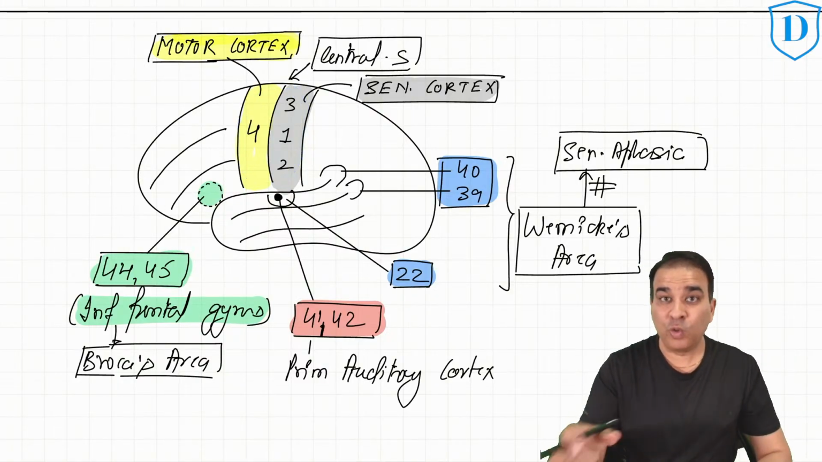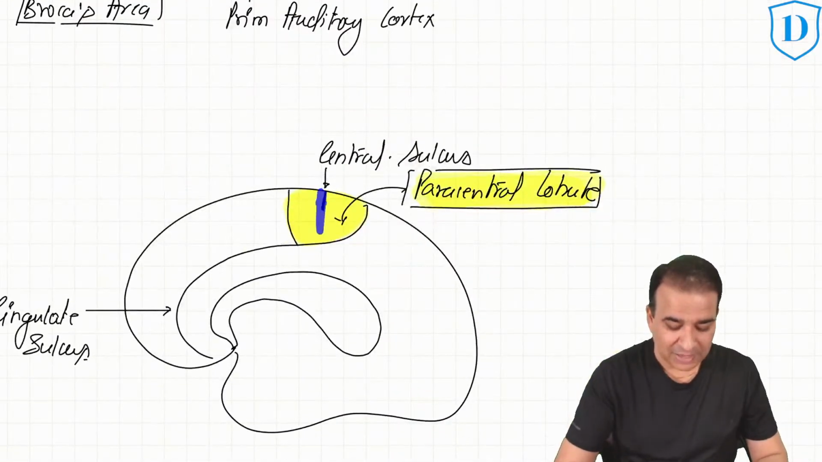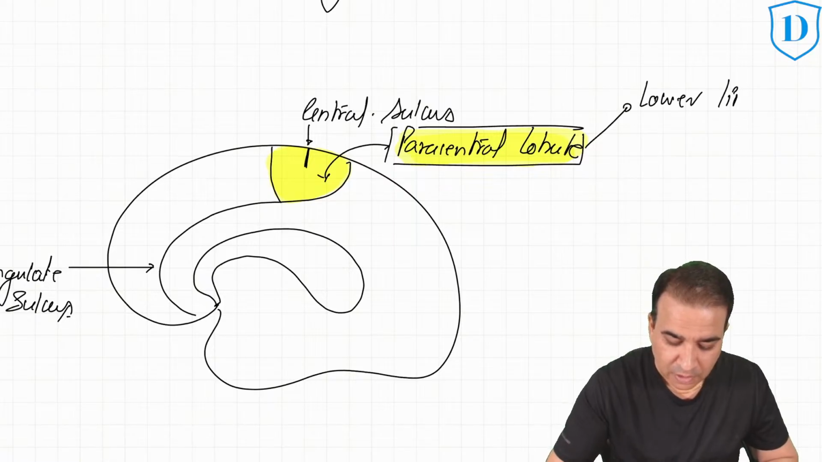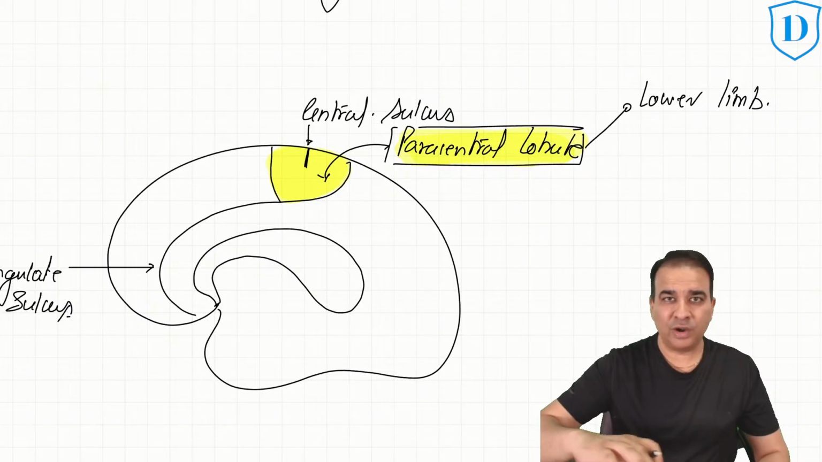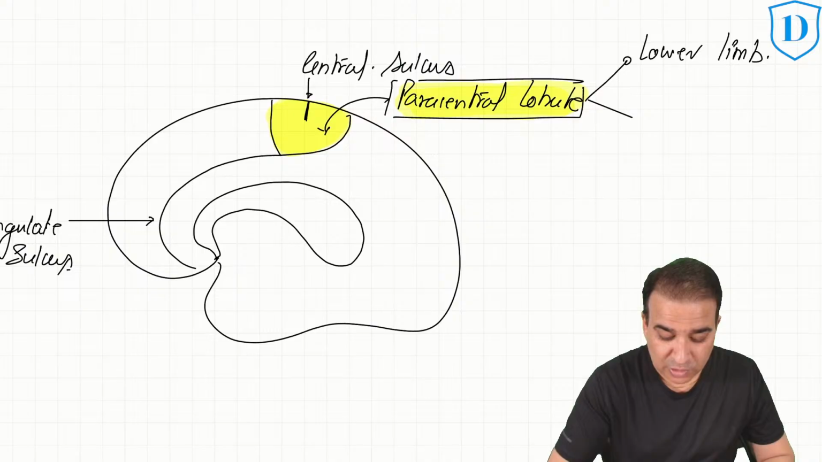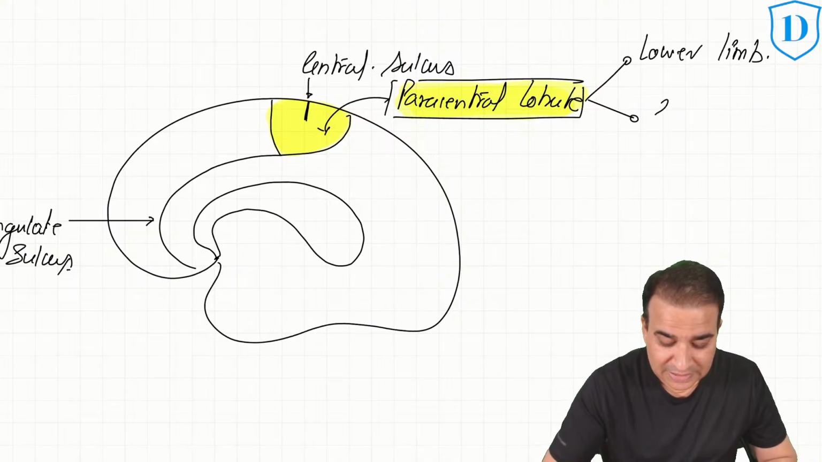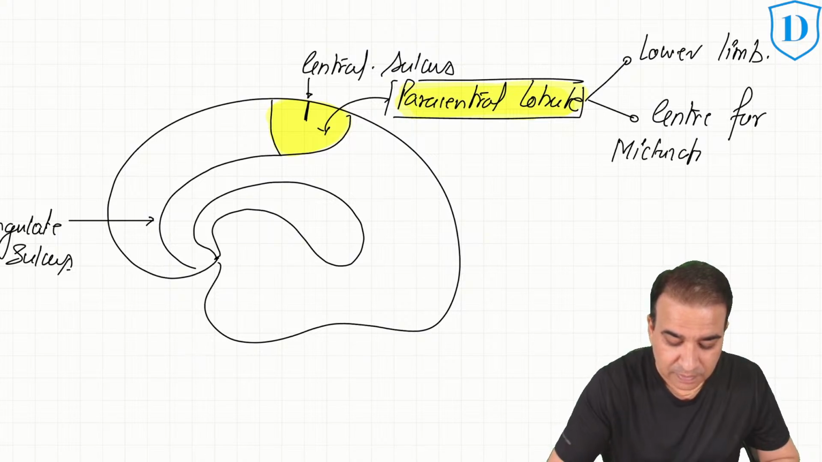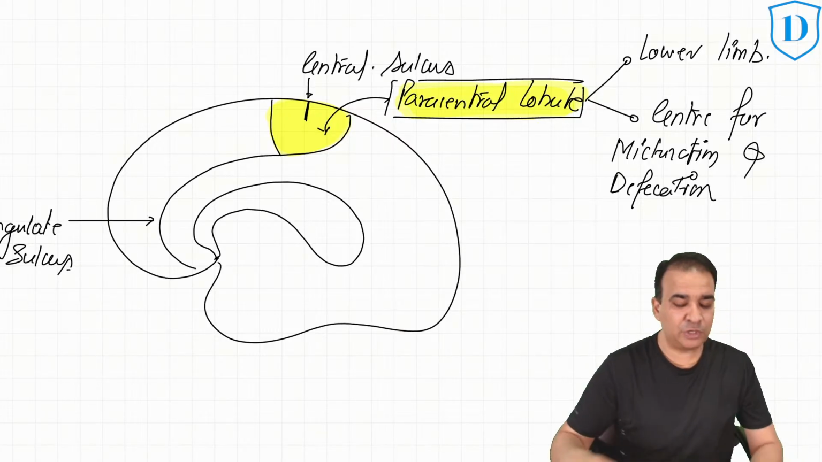But when it comes to the lower limb, it is represented on what side? The medial side. So the importance of the paracentral lobule is, first, that it is a lower limb area, whether it's sensation from the lower limb or motor control of the lower limb, both in the paracentral lobule. And secondly, the paracentral lobule is important because it is the highest center for micturition and defecation.